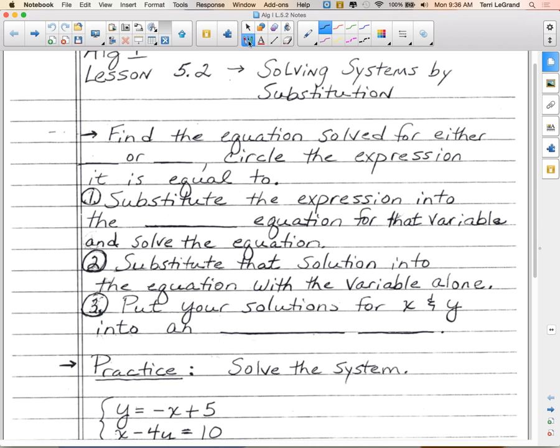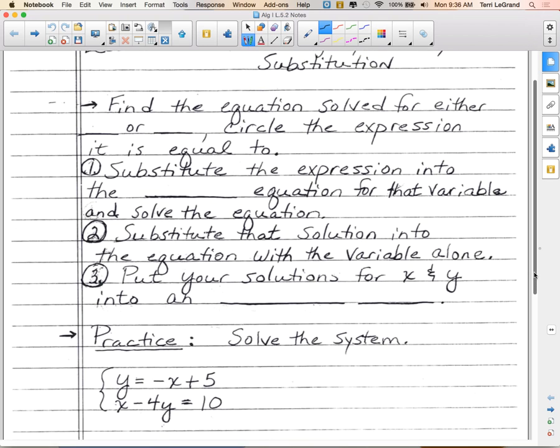So our learning goal today is, I can solve a system of equations using the substitution method, it's called. So there are two algebraic ways to solve them. Our first one being the substitution method. So here's what we're going to be doing with the substitution method. We are going to find the equation, at least when we start now, we're going to find the equation solved for either x or y.